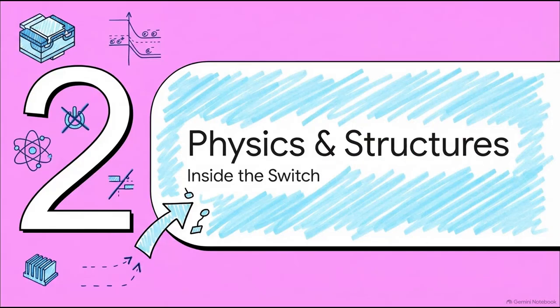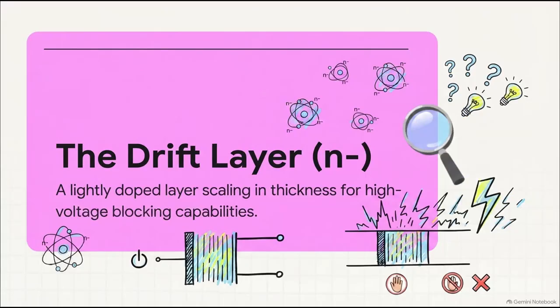Moving on to Section 2, switch physics and structures. Let's look inside the switch. Now, if you've ever wondered what structurally separates a true power electronic switch from your standard everyday microelectronic switch, this is it. The drift layer. It's a lightly doped N- structural layer, and its entire job in life is to scale in thickness so it can provide high voltage blocking capabilities.